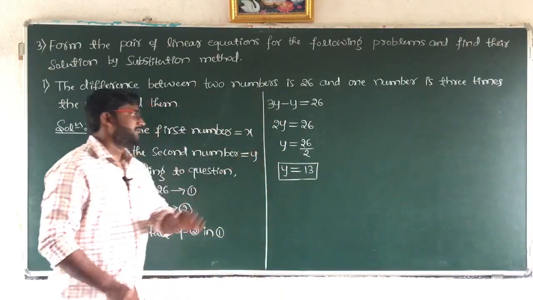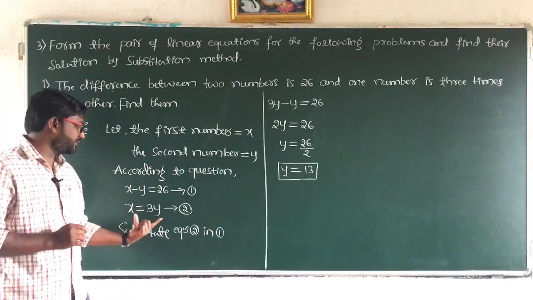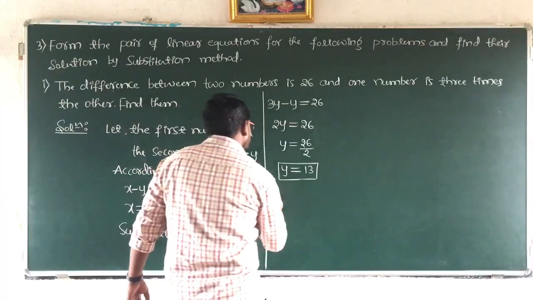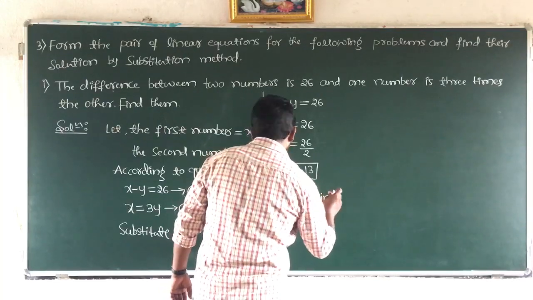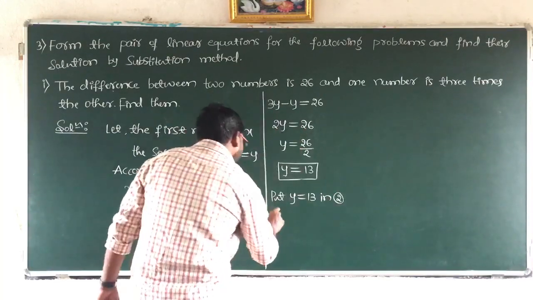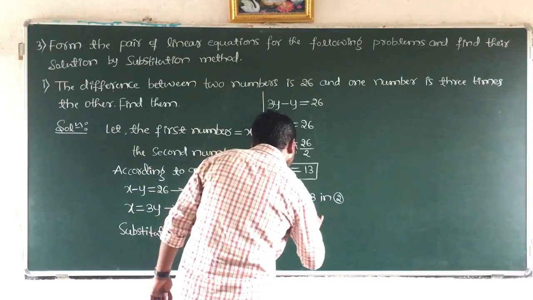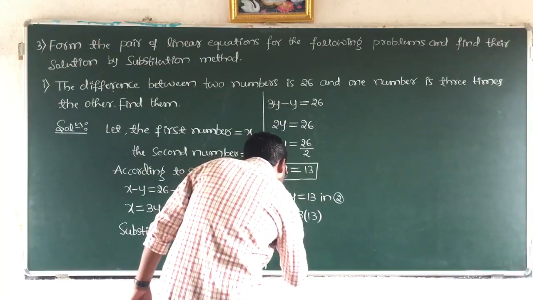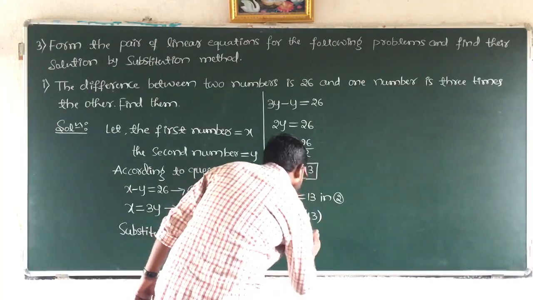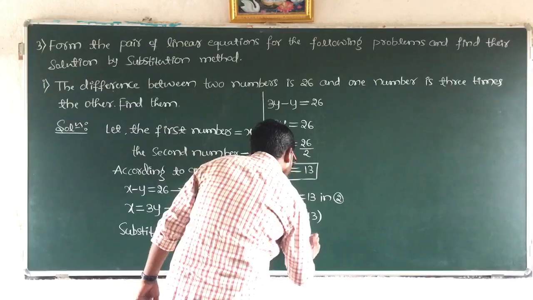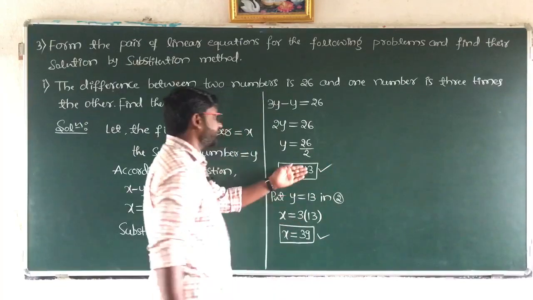So we have got the value of y. What is y here? It is the second number. Now substitute y equal to 13 in equation number 2, we get the value of x. So put y equals 13 in equation 2. x equals 3 into 13, so x is equal to 39. 13 into 3 is 39. So this is the value of x. We have got the value of x as well as y.